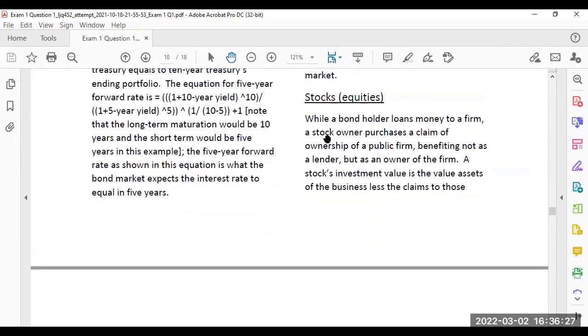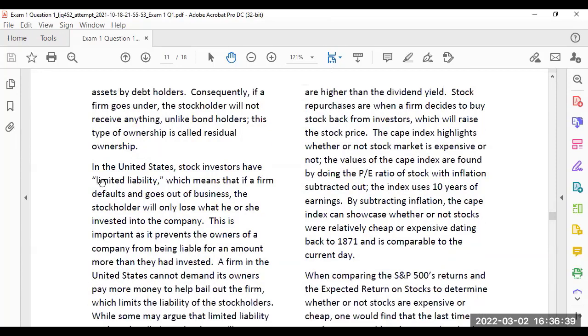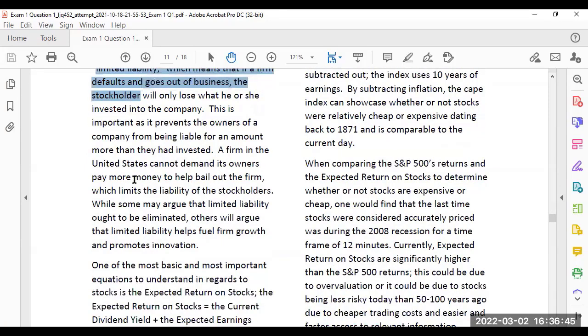Stocks, let's see if he gets the introduction. While a bondholder loans money, a stockholder purchases a claim of ownership. The stock's investment value depends on the business, and the stockholder loses those claims if the firm goes under, receiving nothing. In the United States, they have limited liability. He talks about that. A lot of students do put that in their paper. That's not overdone at all.